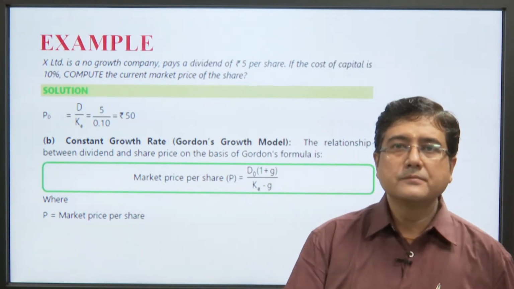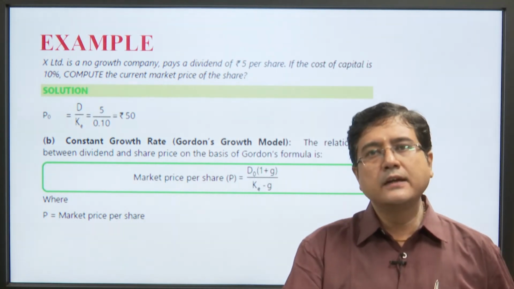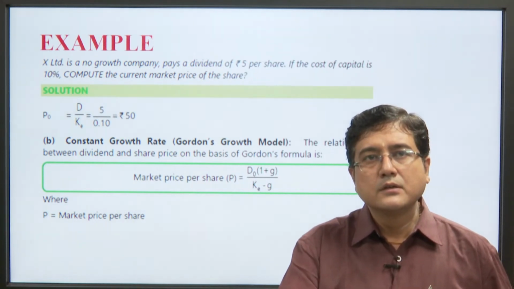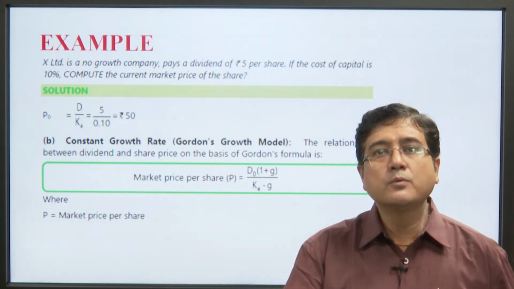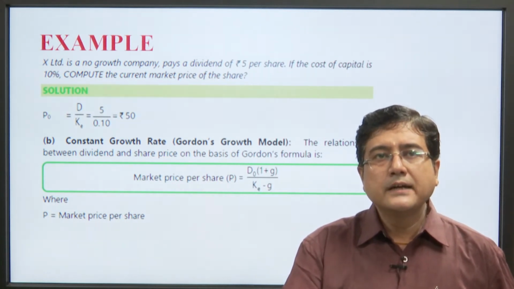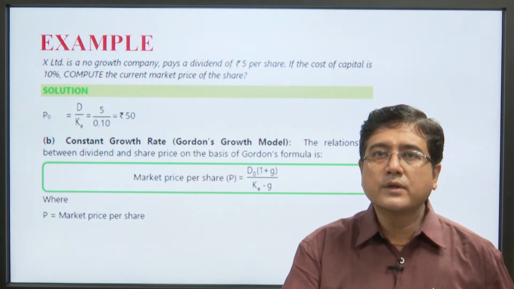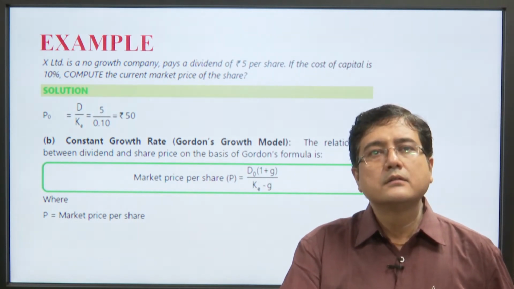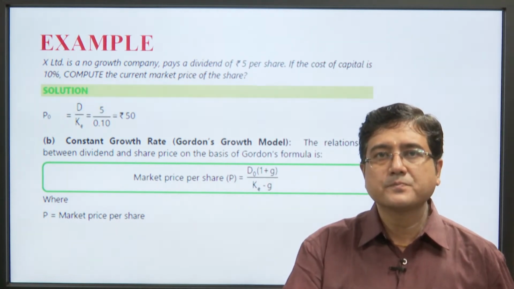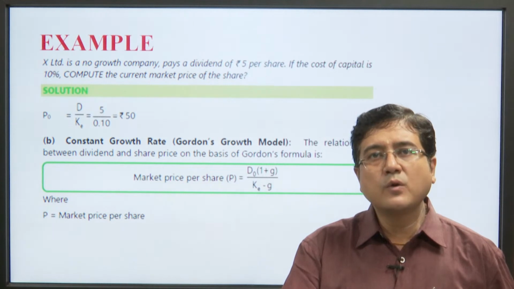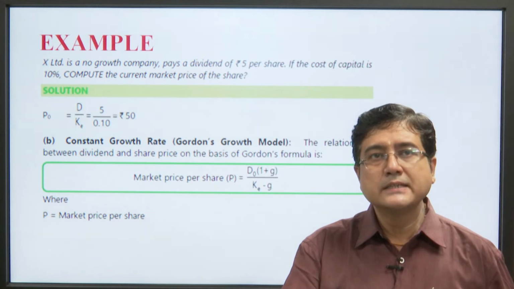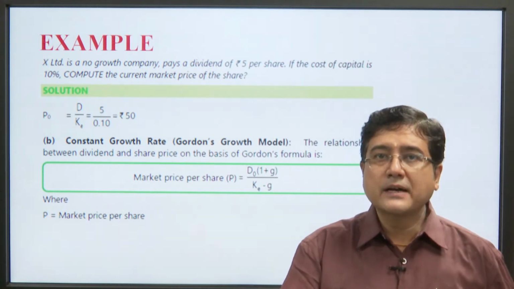Take an example; it is better to understand any kind of theory with the help of numericals. So, here I suggest a numerical to understand the topic. X Limited is a no growth company, payment of dividend is 5 rupees per share. If the cost of capital is 10%, compute the market value of the share.